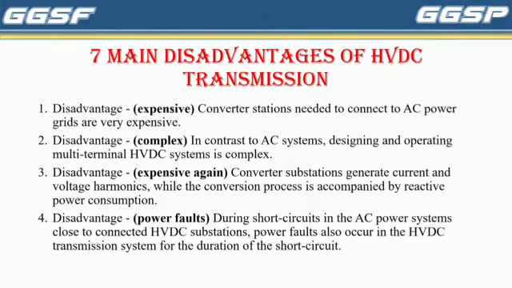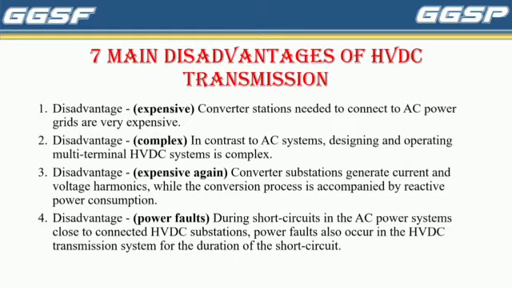Seven main disadvantages of HVDC transmission. First disadvantage: expensive. Converter stations needed to connect to AC power grids are very expensive. Second disadvantage: complex. In contrast to AC systems, designing and operating a multi-terminal HVDC system is complex.